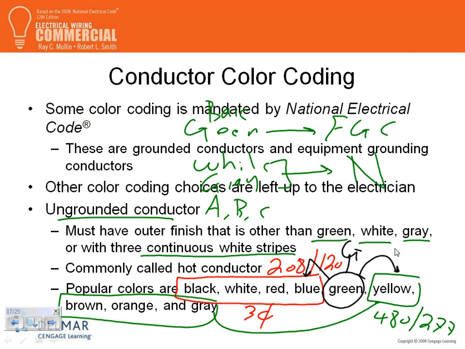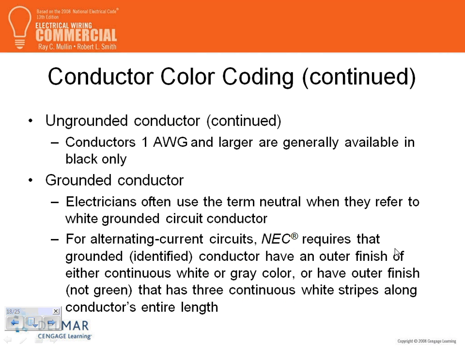Another thing, in the past they used gray as a hot conductor. So if you're doing remodeling in a big building, you're going to tear down a switchgear, add another switchgear, and you see a gray conductor, always be suspicious. That gray conductor could be used as a hot conductor. So remind me of that one.